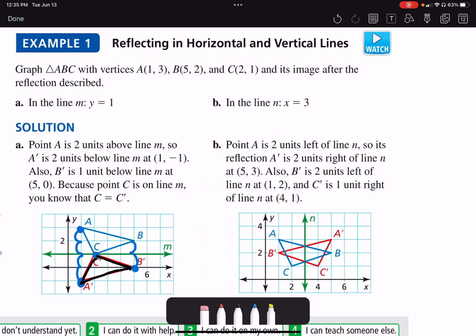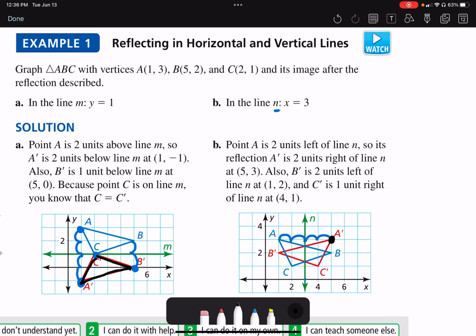Let's look at letter B. It says in the line N, where x is equal to 3. So we go to 3, where x is equal to 3: 1, 2, 3. That is where my line N is going to be, right here. And we're reflecting over that line N. Triangle ABC, the blue, was the original image. I see that letter A is 2 away from line N, so A prime is also going to be 2 away from line N. I'll put this in black. So there's my first point.